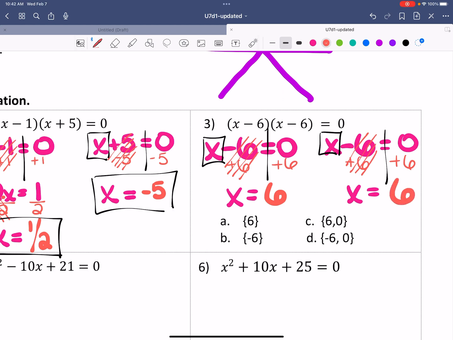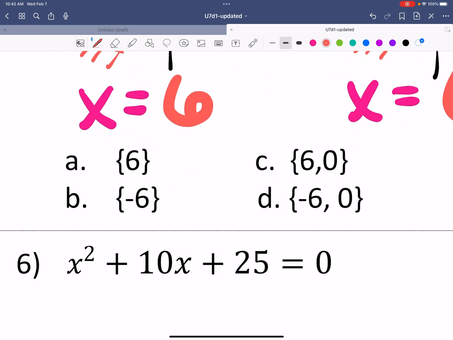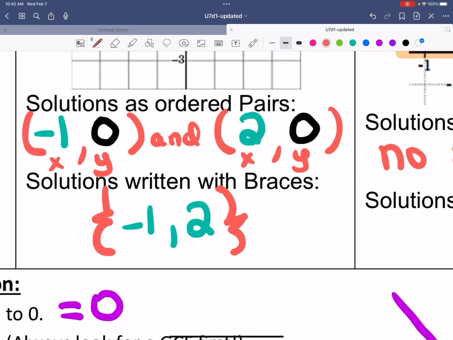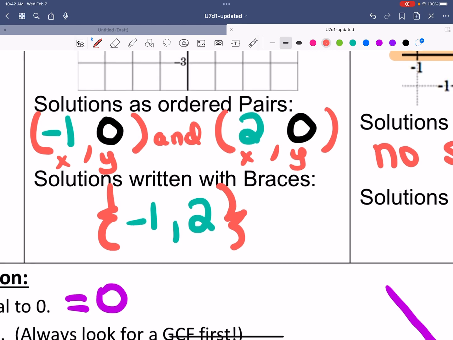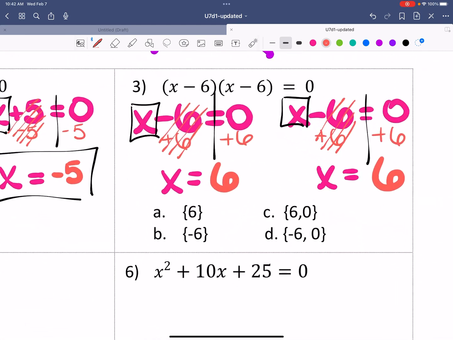So you can see that this is a special case because both factors are the same. And so when you solve for x, you get the same answer. And so when you're looking at your multiple choice here, the first thing that you want to pay attention to is, are these braces or are these parentheses? In other words, are these a list of numbers or are these a list of ordered pairs? And so they have the curly braces, which means they're just listing those x numbers.